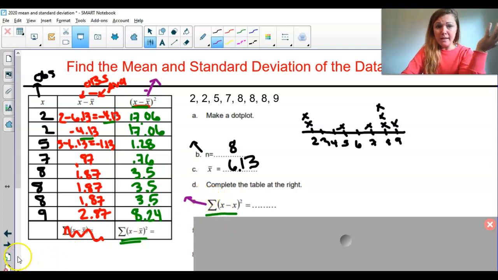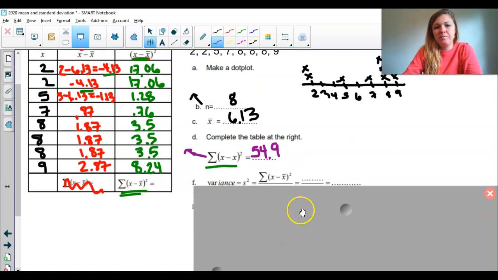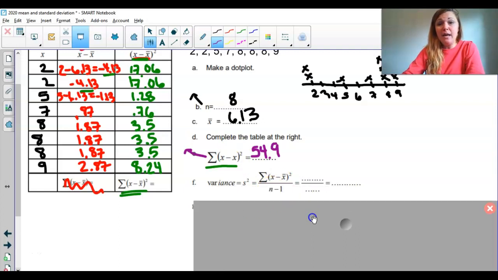So let's pause and let's do that now. Okay, so when we added this column up, we got 54.9. Okay, we're still not at our standard deviation yet, our measure of spread. The next thing we're going to do is we're going to take our variance.